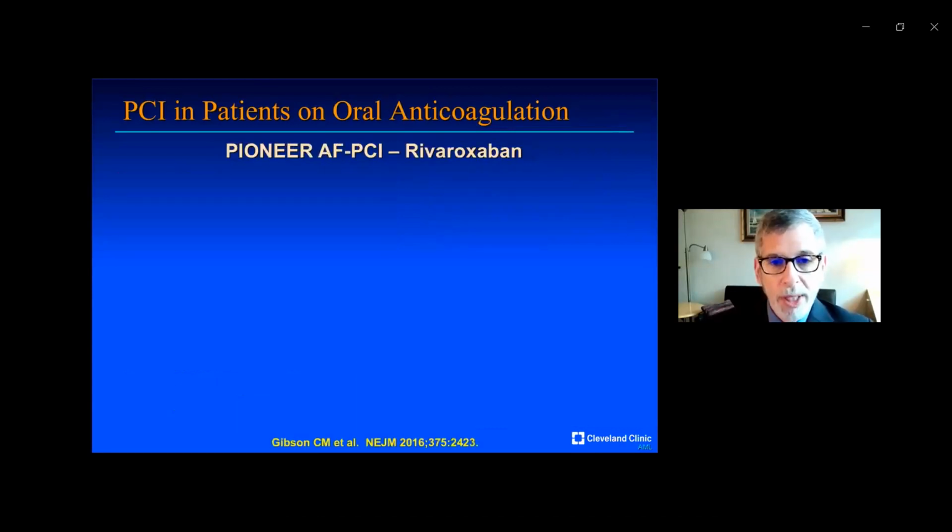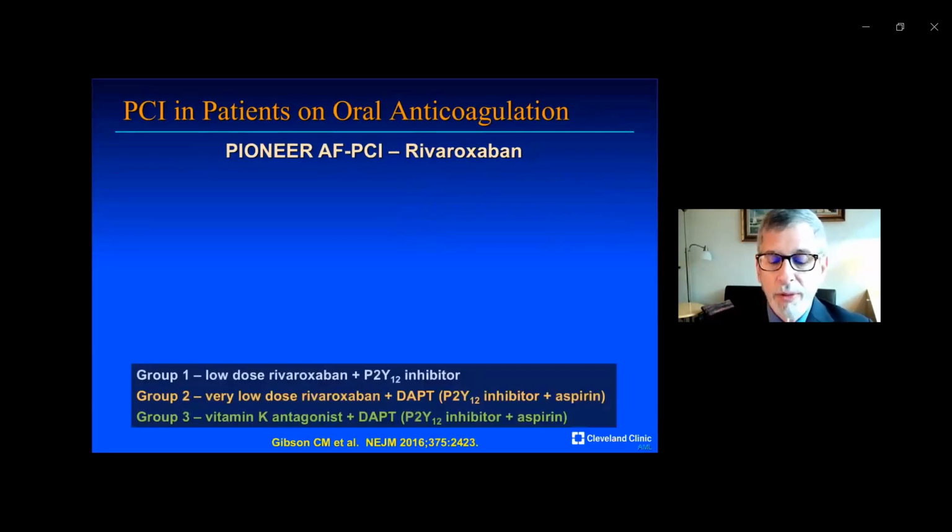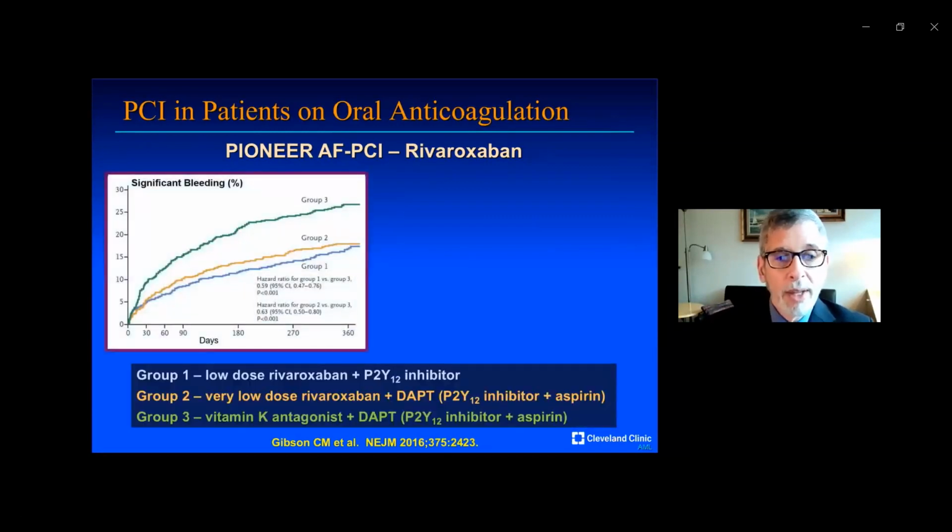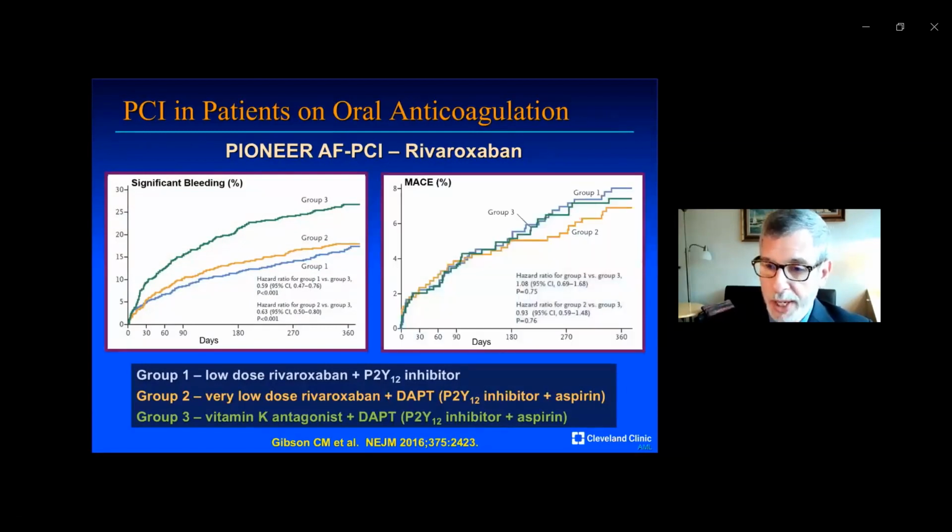Subsequently, two larger studies were performed, each of about 3,000 patients. The first, with rivaroxaban, was the so-called PIONEER study. This had a complex design of 3 different groups, but basically the reference group was group 3, with the vitamin K antagonist plus dual antiplatelet therapy, compared to group 2, where instead of vitamin K antagonist they used a very low dose of rivaroxaban, and group 1, which used a low dose of rivaroxaban plus the P2Y12 inhibitor only, not aspirin. So this tested the use of single antiplatelet therapy, and showed that bleeding was reduced by either of the 2 arms compared to vitamin K antagonist and DAPT. So bleeding was reduced by both approaches, and ischemic events were about the same for all of these different groups. Again, with about 3,000 patients.